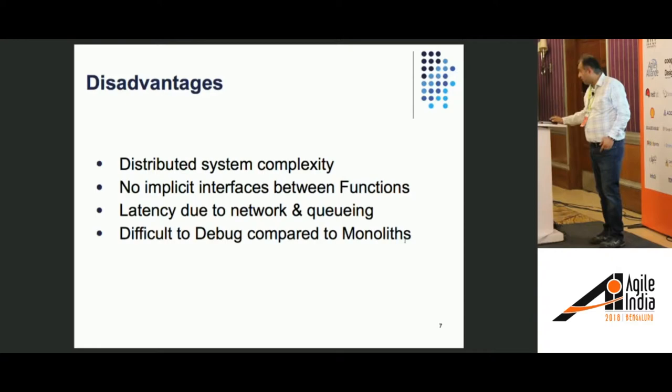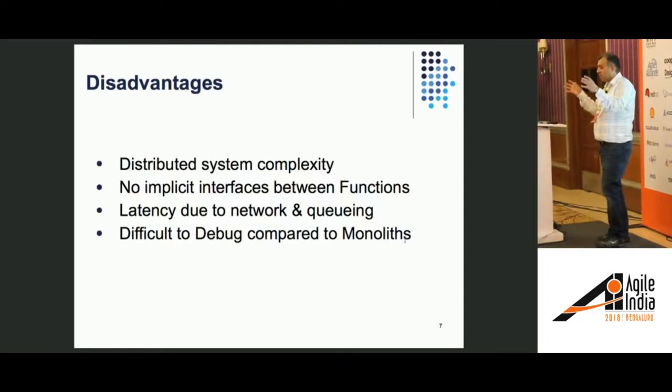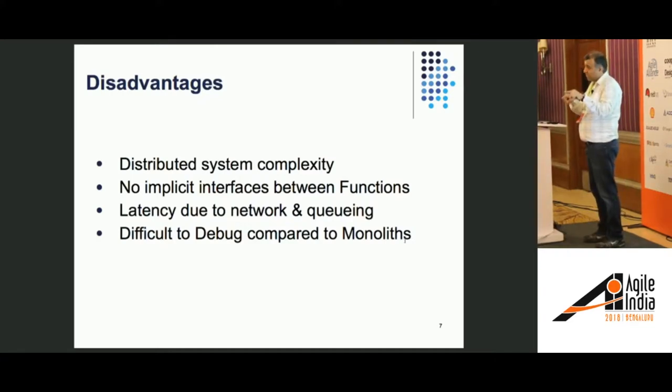So what are the disadvantages? Well, to start with, you have a distributed system, and a distributed system comes with its own problems. You have certain failures. The more moving parts your system has, the greater the chances of something failing. Also, you have less visibility.